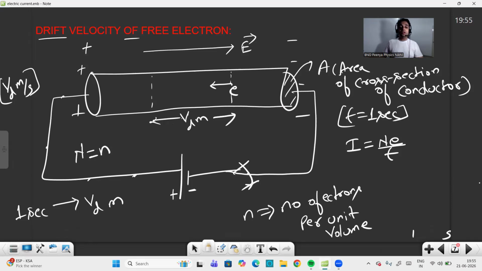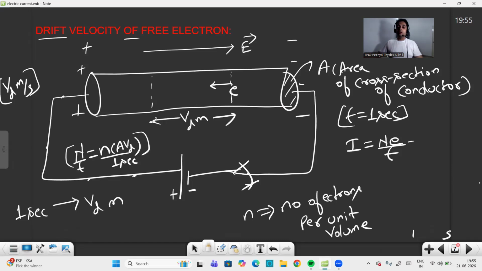So how much volume in 1 second? In 1 second it is A into Vd. So the volume is A into Vd. This is N by t value, where t is 1 second, the number of electrons in unit time. This is nAVd by 1 second.